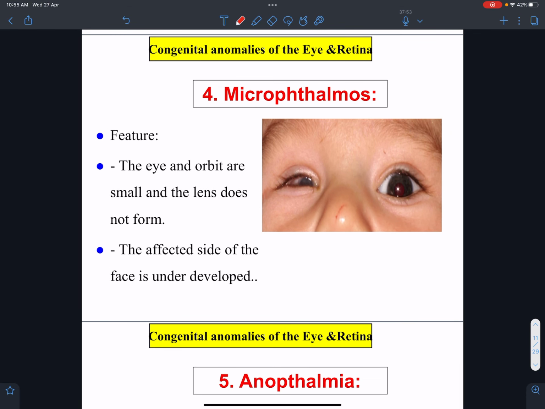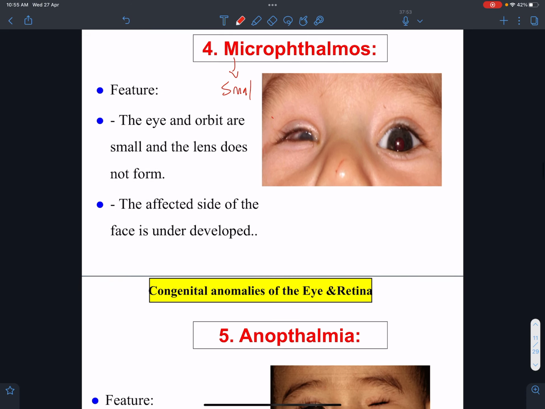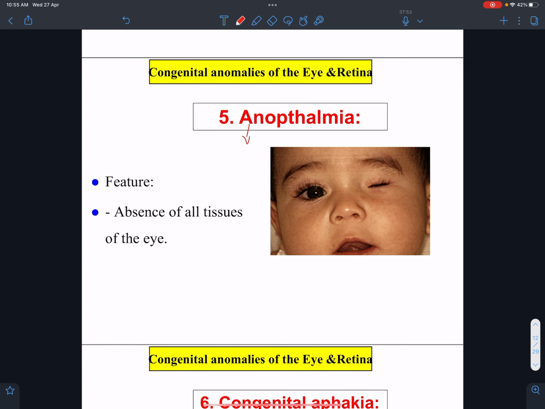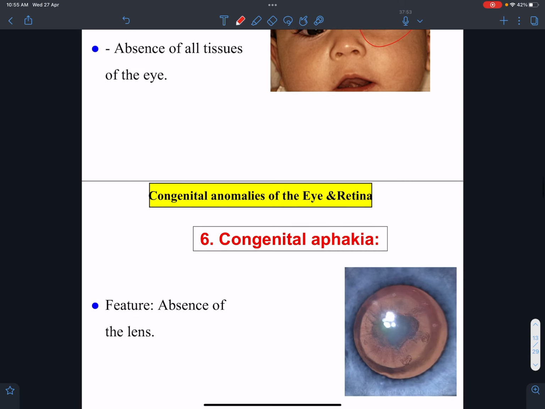The fourth is microphthalmos. Micro means small, ophthalmos means eye. So the eye here and the orbit are small, underdeveloped compared to this eye. The fifth is anophthalmia, meaning absence, no eyes. You will find the person looks like Zorro from One Piece, he doesn't have an eye. It is the absence of all tissue of the eye.